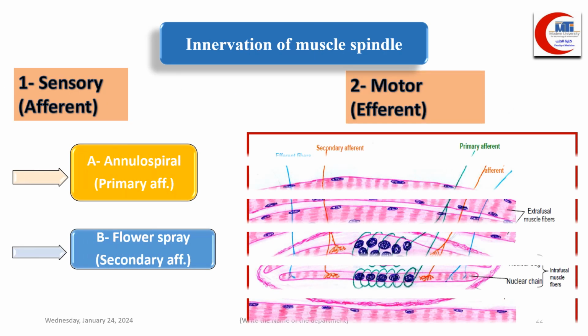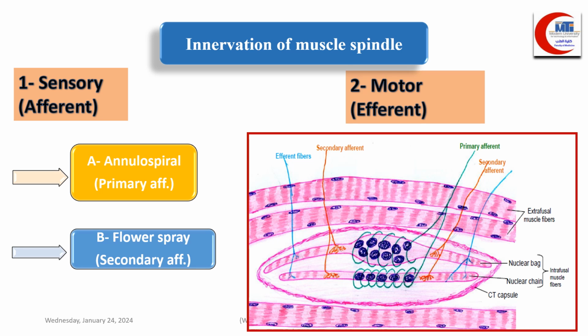Innervation of muscle spindle. You must know that the muscle spindle, with the intrafusal muscle fibers present inside, is supplied by nerve supply. This nerve supply is subdivided into two types: sensory, or afferent nerve fiber, and the second type, called motor, or efferent nerve fiber. Afferent nerve fiber, which is sensory, is called primary and secondary afferent nerve fiber.